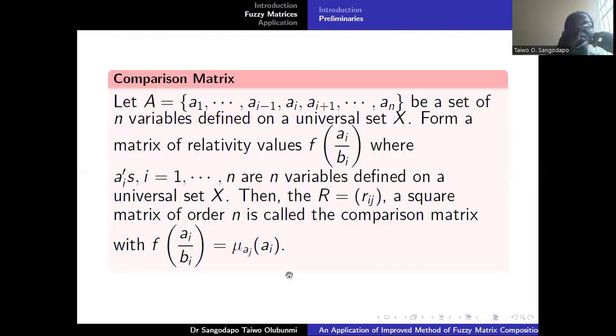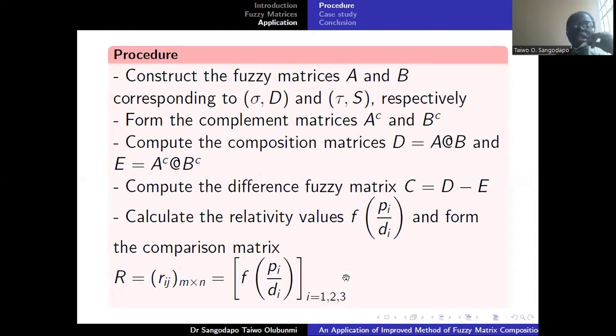Also, we have the comparison matrix. We also make use of this. So all these will be used in our application. Now, the procedure: what do we need? What are the steps to follow for us to apply this improved method in medical diagnosis, and what will be the results? What do we want to achieve after this?